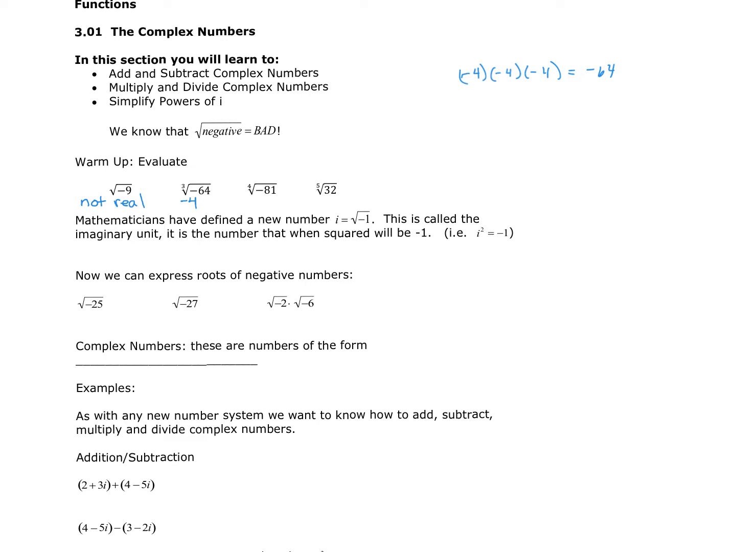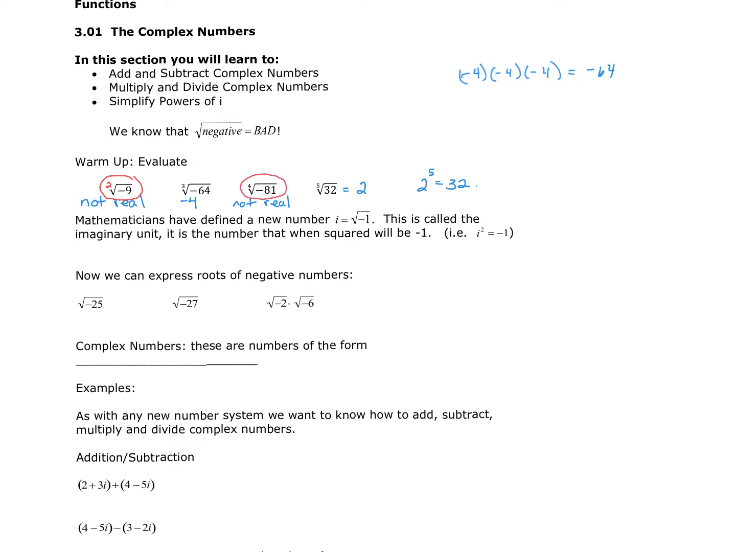A fourth root of -81, on the other hand, is again not a real number because we can't take an even root of a negative. And the fifth root of 32 is 2 because 2 to the fifth is 32. So what you may have noticed is that we cannot take an even root. We don't write it, but there's a 2 there. We cannot take the even root of a negative number.